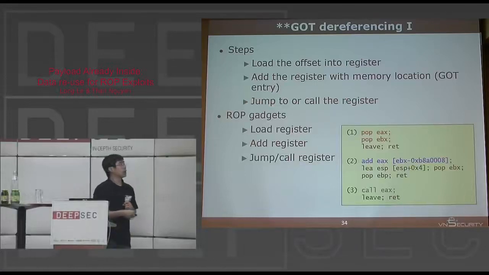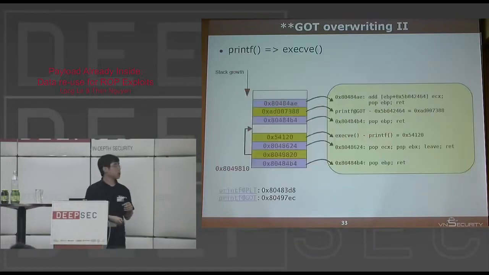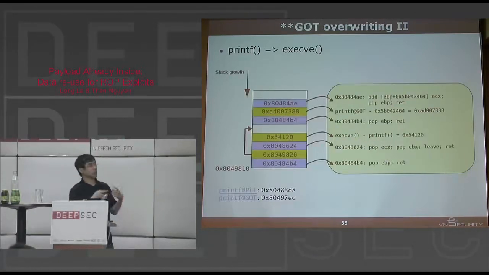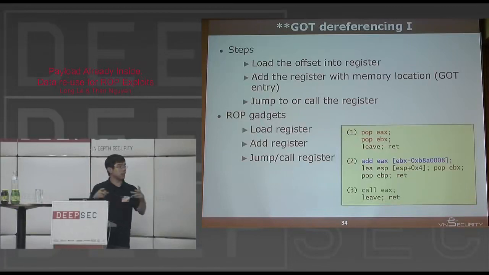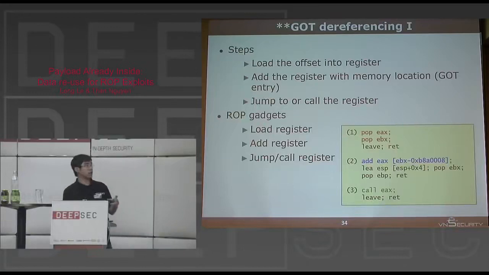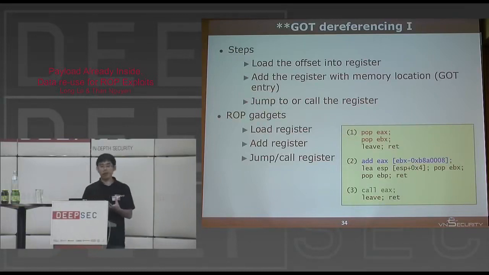The other way to do that is GOT dereferencing. In the GOT overwriting in the previous slide, we overwrite the entry of printf to execve. In case we don't want to do that, we can resolve dynamically and just jump to that location. The steps could be: load the offset between, let's say, system or execve and printf into the register, add that register with the memory location of the printf GOT entry, then once you have that value, you can just jump or call that register.